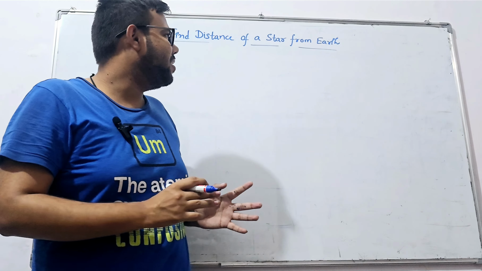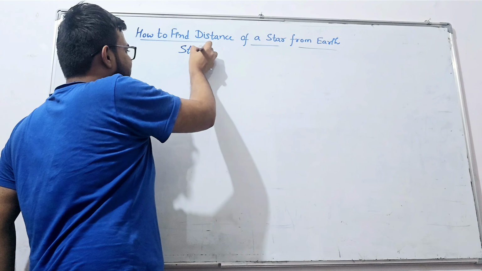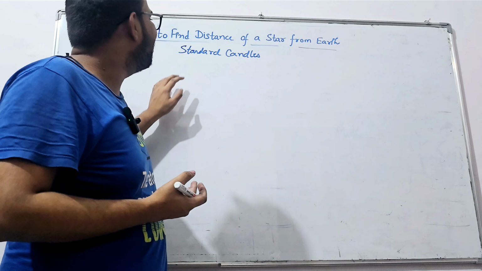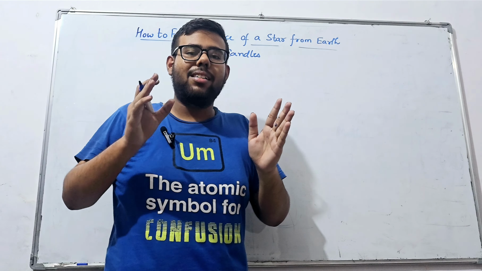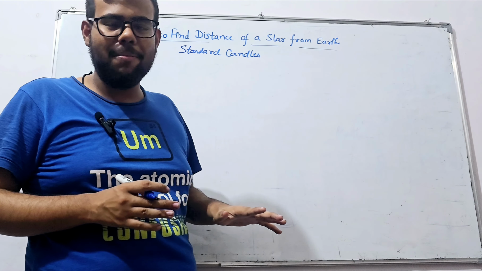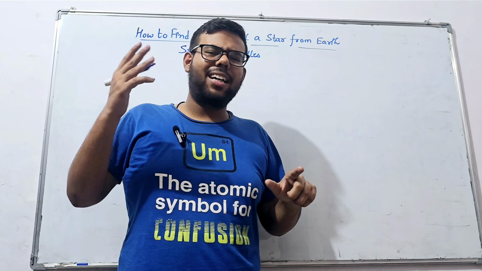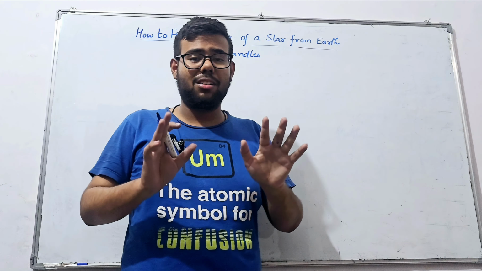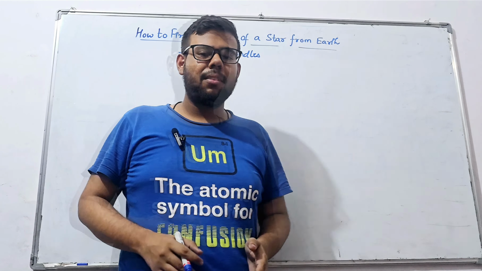Okay, so in this video we will see it using standard candles. You must have heard about it. I will try my best to make you understand standard candles. And then there's something called a Cepheid variable, which is an example of a standard candle. We will also see the reason for the Cepheid variation, which is basically due to the Kappa mechanism. But of course, we will discuss it in a sequential way, right?